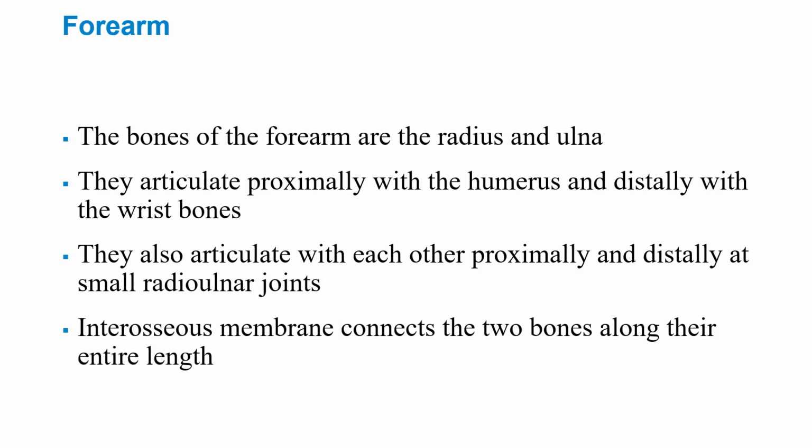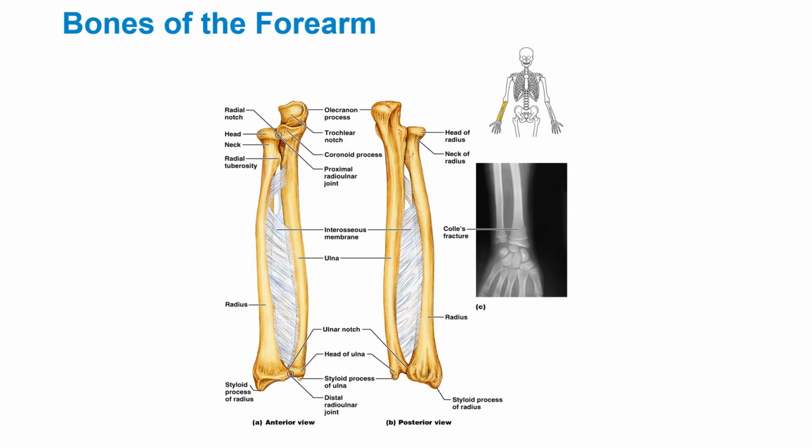The bones of the forearm are the radius and the ulna. We just talked about those fossas. They articulate proximally with the humerus and distally with the wrist, or carpal bones. They also articulate with each other proximally and distally. So there's a joint at the top between the two of them as they pivot, especially when you pronate your forearm and supinate. So you have a proximal radial ulnar joint and a distal radial ulnar joint. And then there's this big broad membrane in between the two bones called the interosseous membrane, right? Here's that big interosseous membrane in between the two bones.